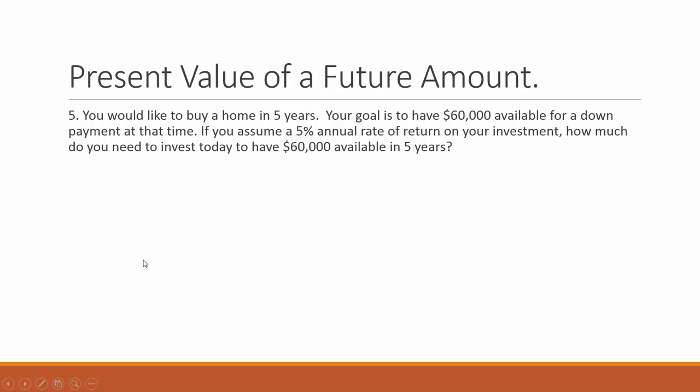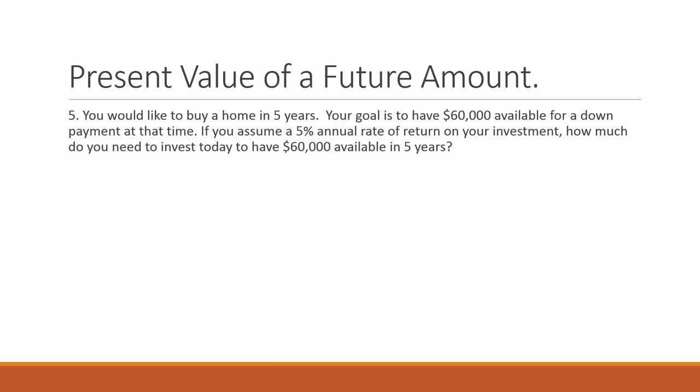Here's another one, present value of a future amount. So we're going to take a future amount and bring it back into today's dollars. And let's see how that works. Here's an example. You'd like to buy a home in 5 years. Your goal is to have $60,000 available for a down payment at that time. If you assume a 5% annual rate of return on your investment, how much do you need to invest today to have $60,000 available in 5 years?